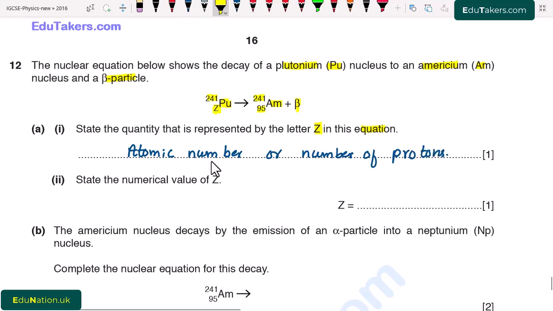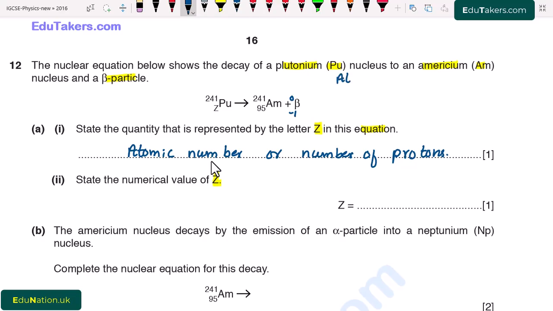Part 2, state the numerical value of Z. So here we have to write the value of Z. For that we have to check the atomic number on both sides of the arrow. So I write here first of all that beta particles are just like electrons, and its mass number is 0, atomic number is -1.